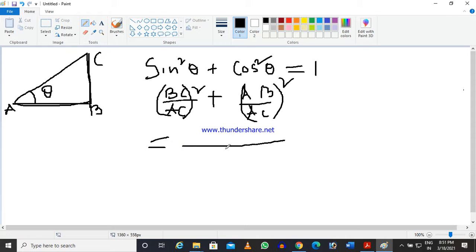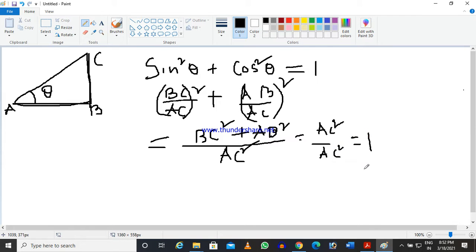Now the bottom side will be AC square, and here the top will be BC square plus AB square. Now from the triangle ABC, applying the Pythagoras theorem, your AB square plus BC square is equal to AC square. So I can write AB square plus BC square is equal to AC square. AC square by AC square is equal to 1. Proven.